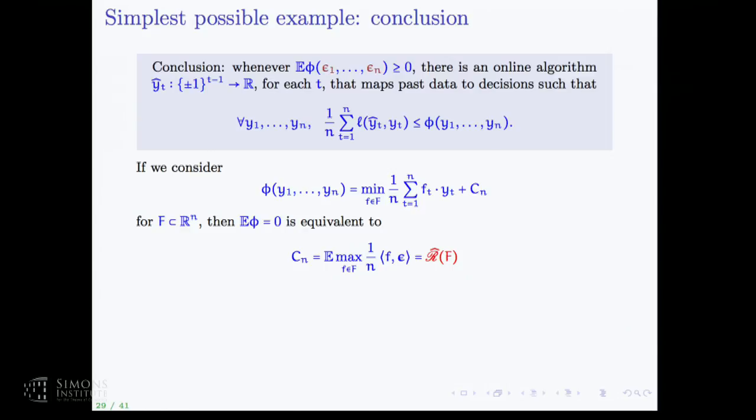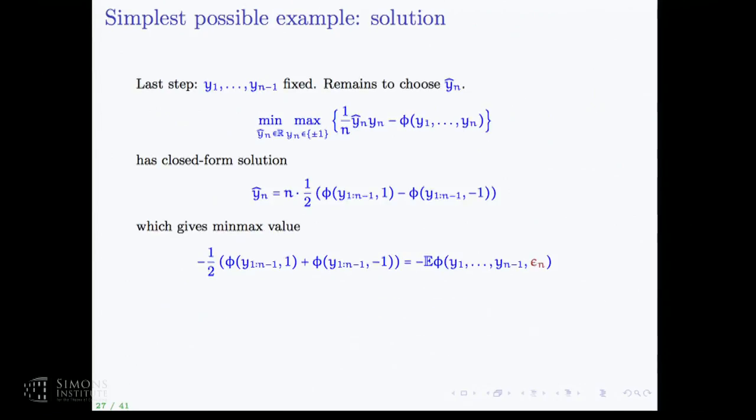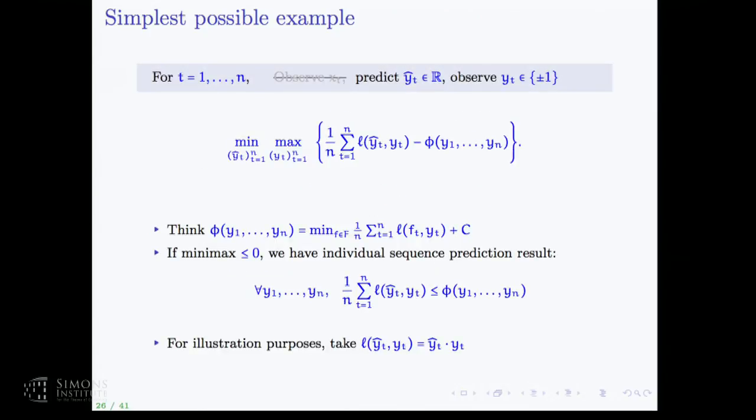That's equivalent to just checking if the expected phi is above zero. That's the only thing you need to check. So the conclusion is that if you can check this, then there is an online algorithm that will attain that. Is this statement clear? And remember, at this point, I said that if we can show that this whole thing, min max, is upper bounded by zero, then we have this result.